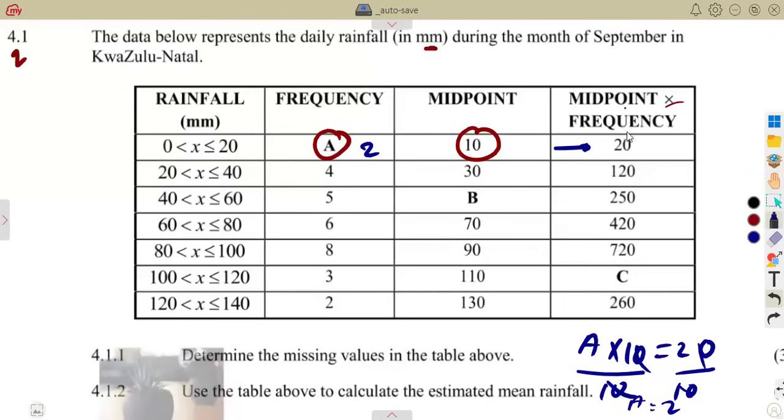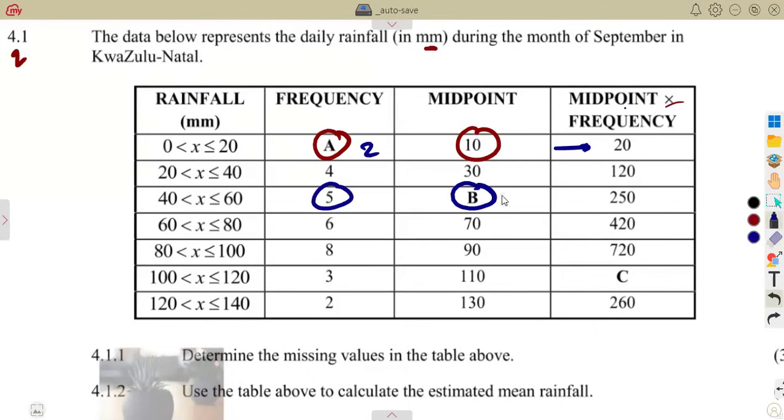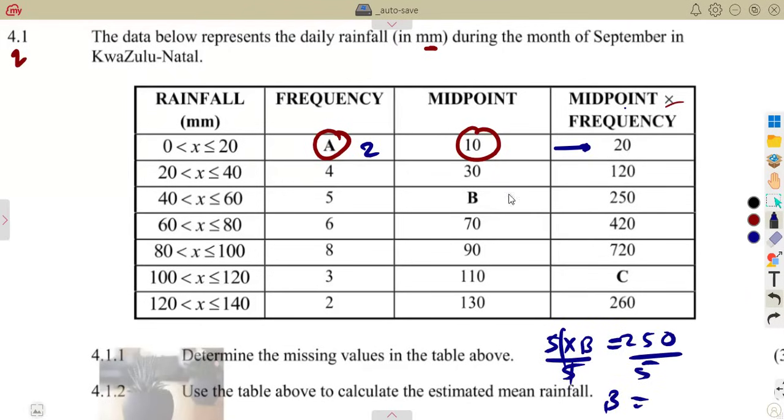Because this is midpoint times frequency, this midpoint here times this frequency must give us 20. The same thing we are having here: if you take these two and multiply them, you must get 250, because it's midpoint and frequency. So if you multiply B and 5, which is 5 times B, you must get 250. To find B, simply divide by 5. So B was going to be 50.